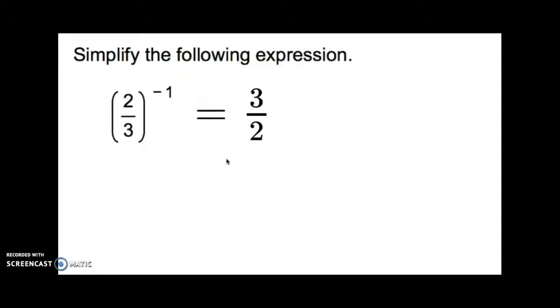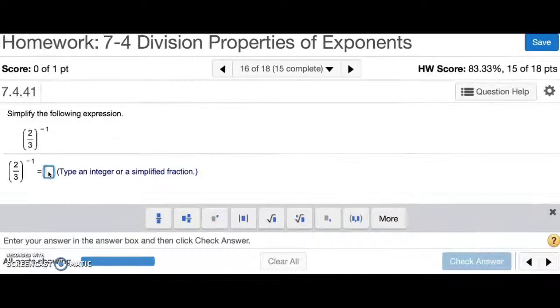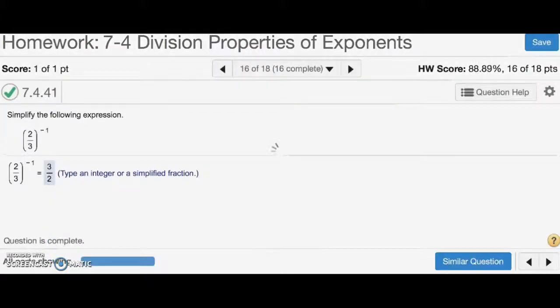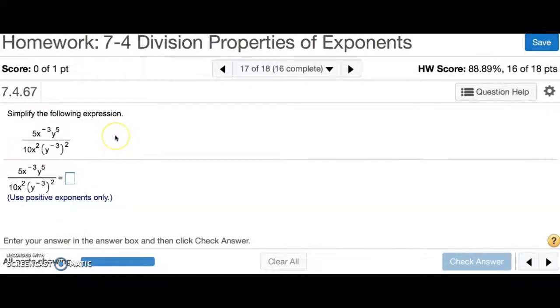So my answer is going to be 3 over 2. Typing that in, I'll have 3 over 2. That's number 16. Number 17 is asking you to simplify the following expression.